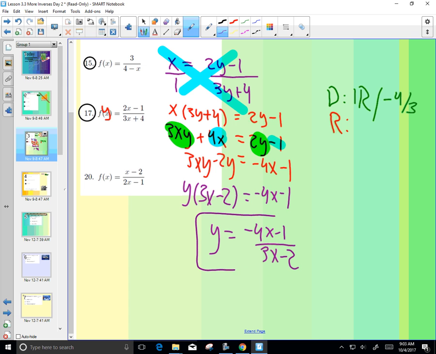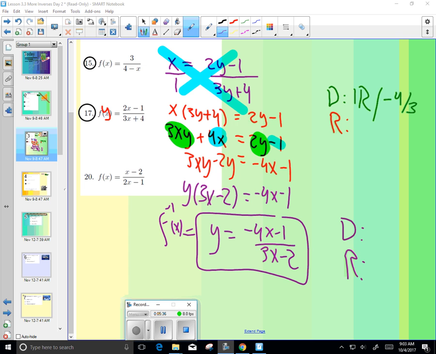And I saw this on a lot of papers. This is the inverse of that. Does that kind of make sense? Okay. Turn to your neighbors, tell them how we got to this point here. And then we're going to find the domain and range in a bit. But go ahead and tell them how you got that far. Go.